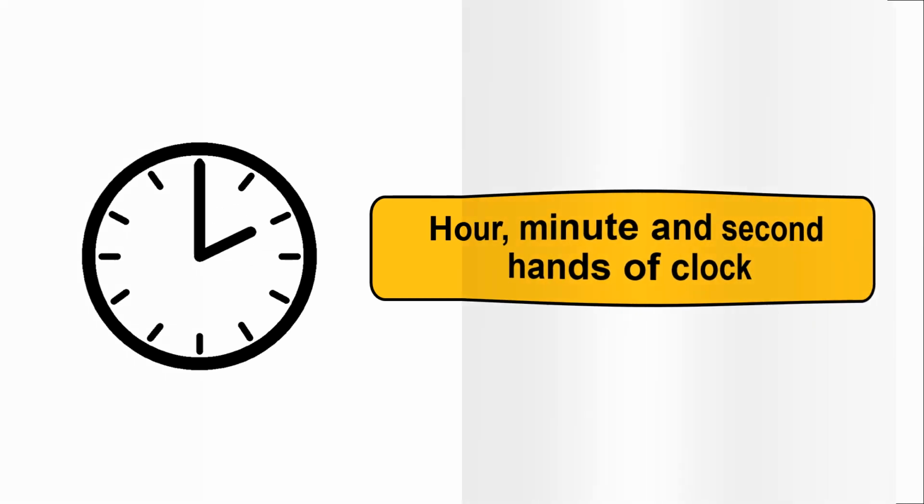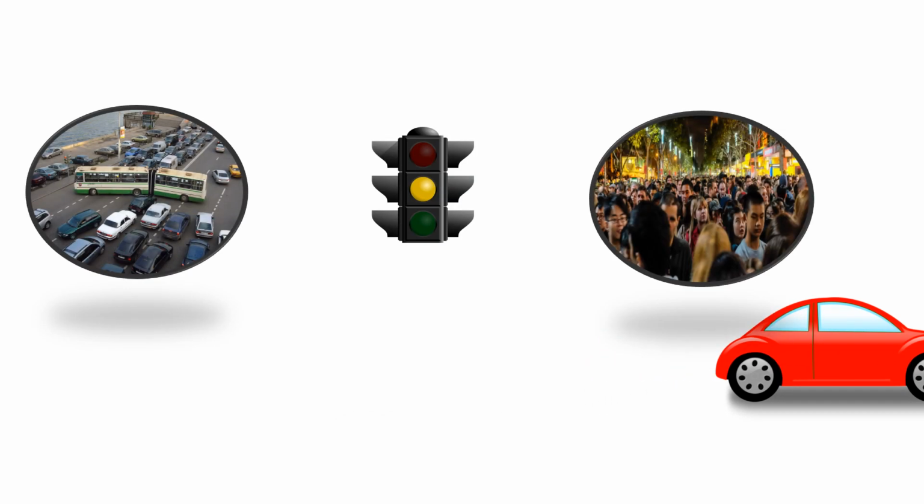Motion of a car can be uniform if we consider a road free from traffic. External factors which affect the motion of a car can be traffic, traffic lights, crowded areas, etc.